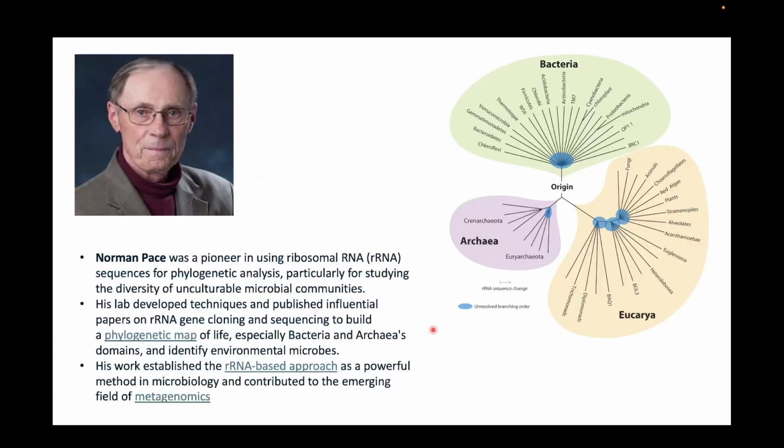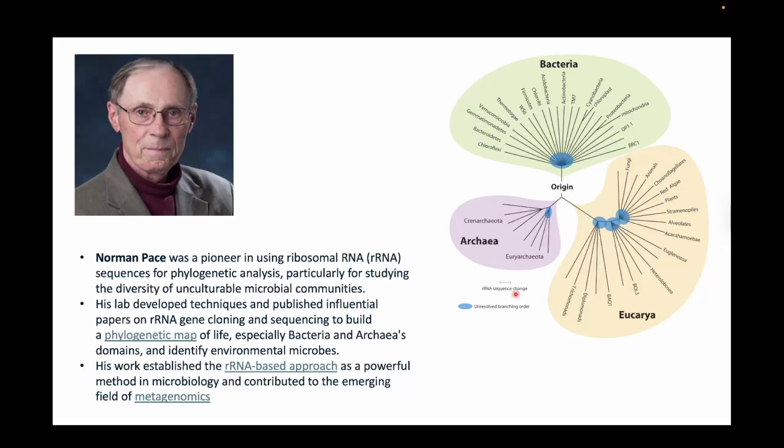Now, looking at another option, which was Norman Pace. What did Norman Pace do? Norman Pace was again using rRNA for phylogenetic analysis, particularly for studying unculturable microbial communities. So, this was Norman Pace's contribution. Many microbes are unculturable, which cannot be studied in the laboratory or grown. His lab developed techniques and published influential papers on rRNA gene cloning and sequencing to build a phylogenetic map of life, especially the bacteria and archaea domains, and identify environmental microbes.